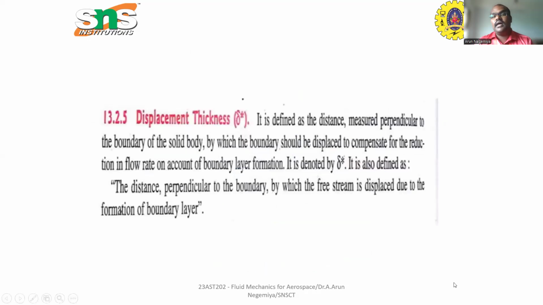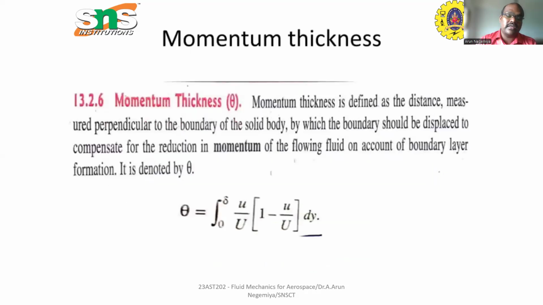The next one is the definition of the displacement thickness. It is the distance perpendicular to the boundary by which the free stream is displaced due to the formation of the boundary layer. That is called the displacement thickness, that is called delta star.